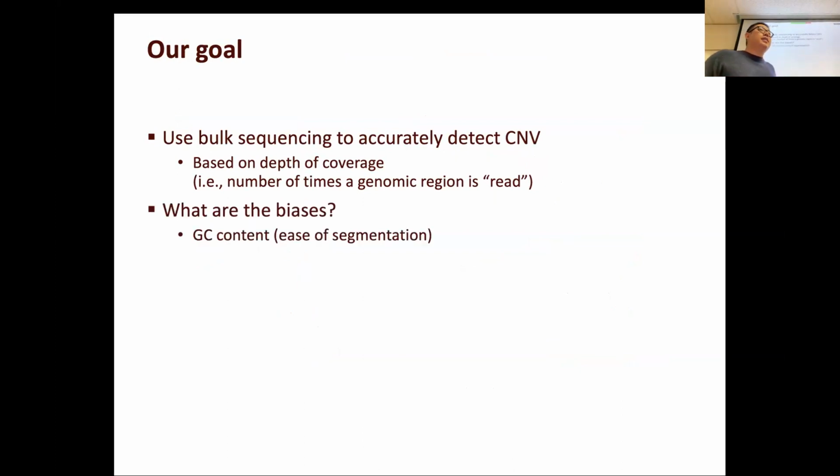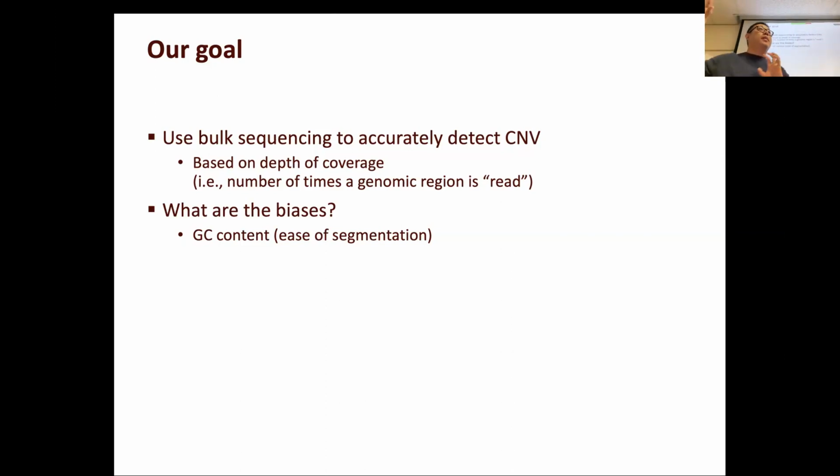The first one is GC content. A little detour here: the DNA is composed of A, T, G, and C. Okay, this is the last one, so bear with me. Different regions of the DNA actually have different content of G and C. And depending on the content of G and C, there is a differential ease of fragmentation, because we know that A and T are bound by 2 hydrogen bonds and G and C are bound by 3 hydrogen bonds.